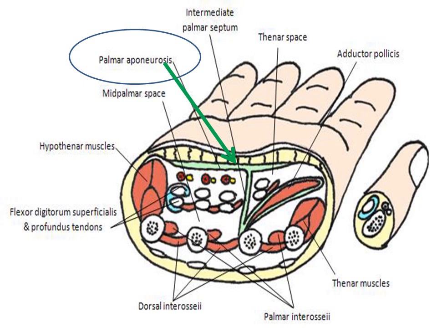This is the palmar aponeurosis, which sends septa in the depth of the palm to divide it into compartments: the thenar compartment toward the thumb, the hypothenar compartment toward the little finger, and the middle compartment.